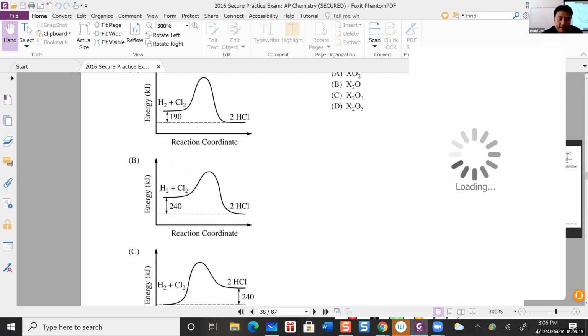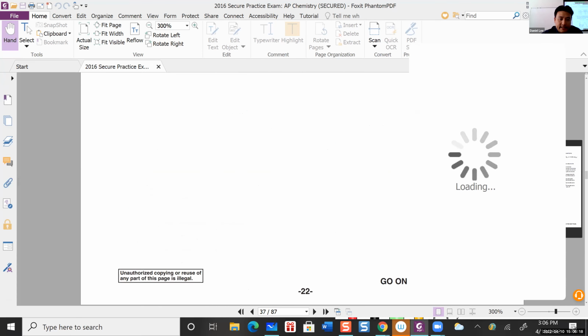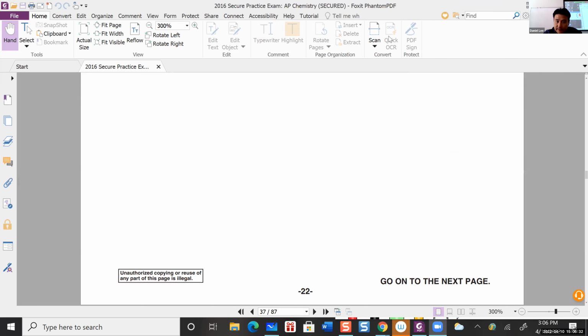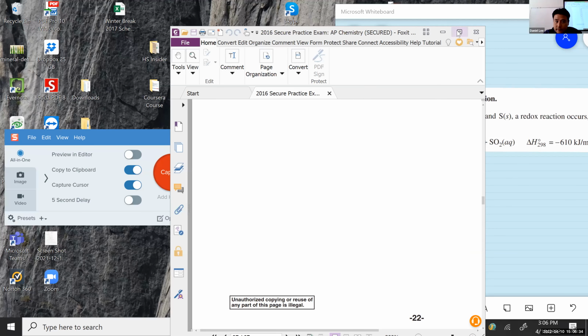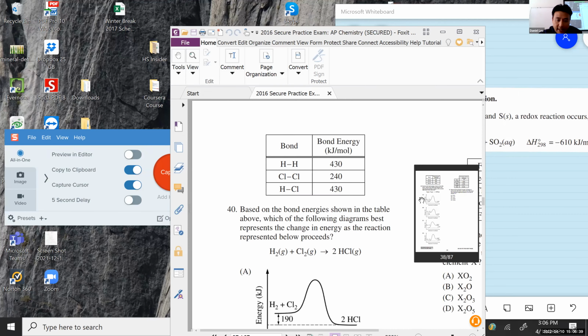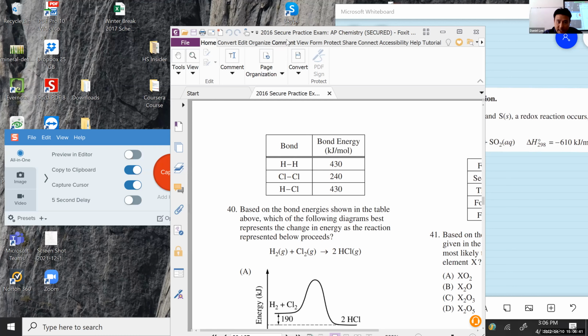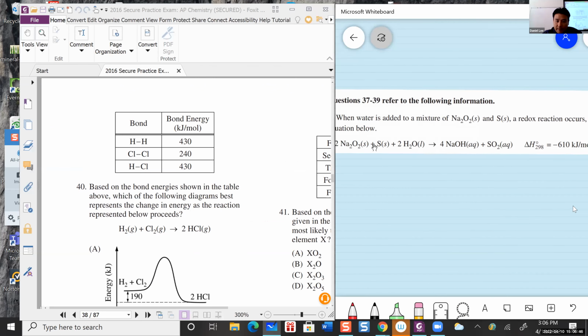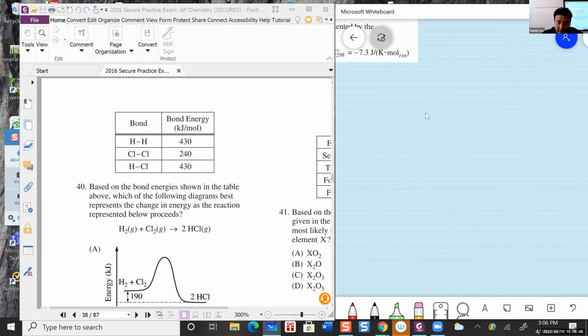So here's number 40. Okay, it's the bond energy one. And remember, if you see bond energy, delta H would be bonds on the left minus bonds on the right, okay? So that's the bond energy one. I don't know why it's not loading. Let's take a look at this one, bond energy right here, yeah? So if you see the question is bond energy, write down the formula for bond energy, which is what I'm going to do. It turns out I didn't need this page, yeah?